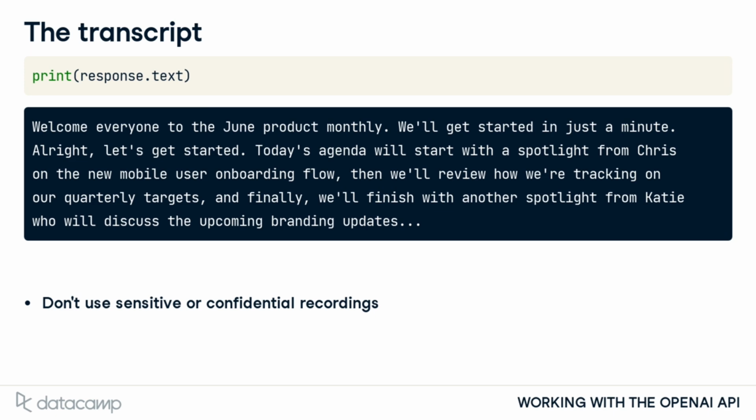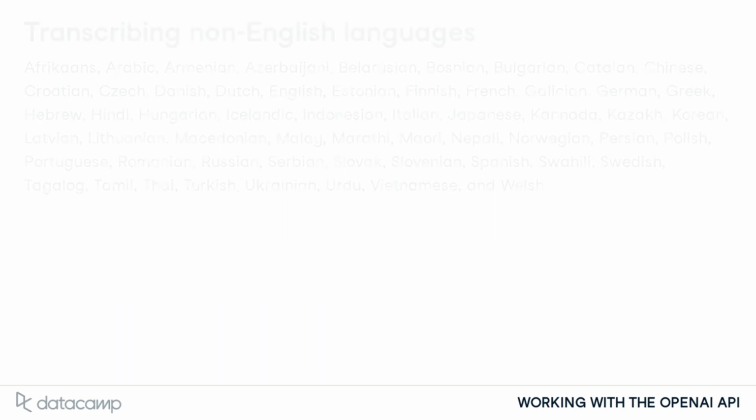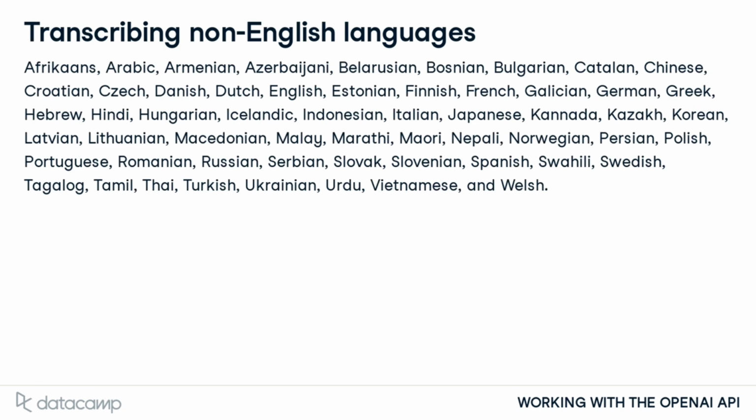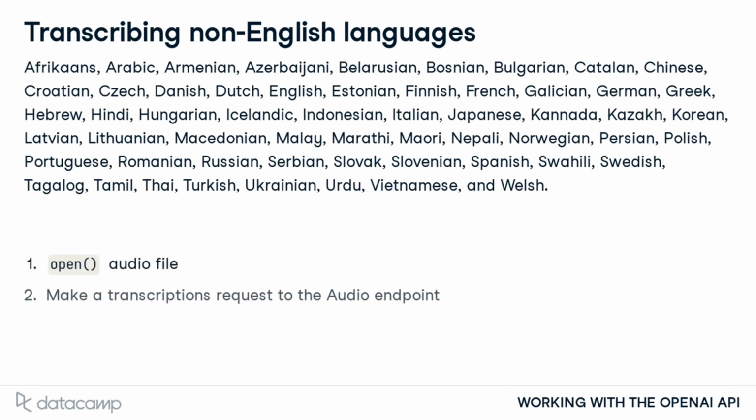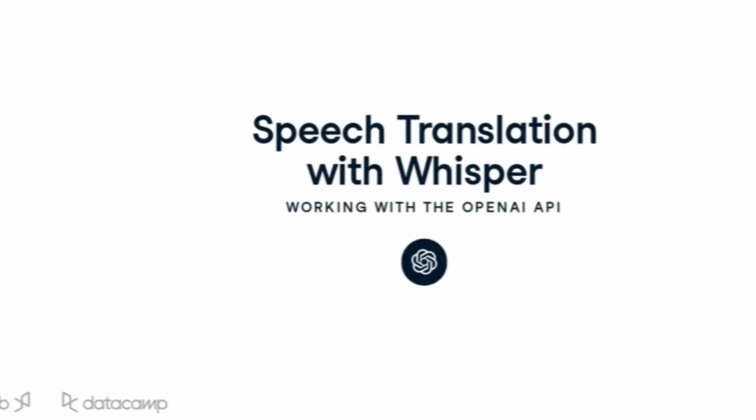Sensitive or confidential audio should also not be sent to the model. Due to the Whisper model being trained on audio from non-English languages, it can also transcribe audio from many other languages with good results. The process for transcribing non-English audio is exactly the same. We open the audio file, make a transcription request to the audio endpoint, and extract the text from the response.